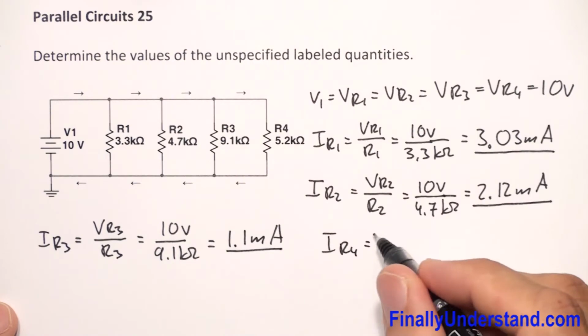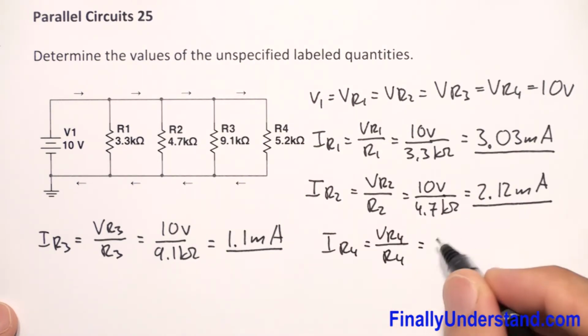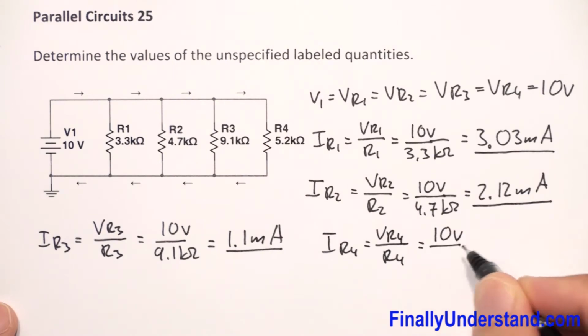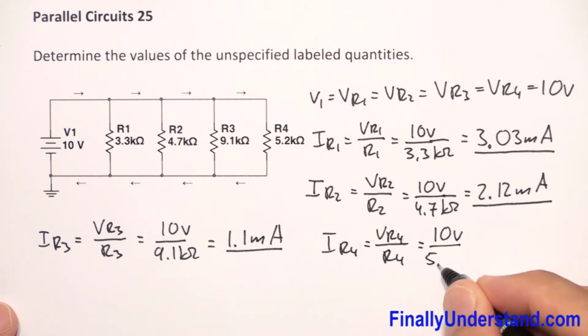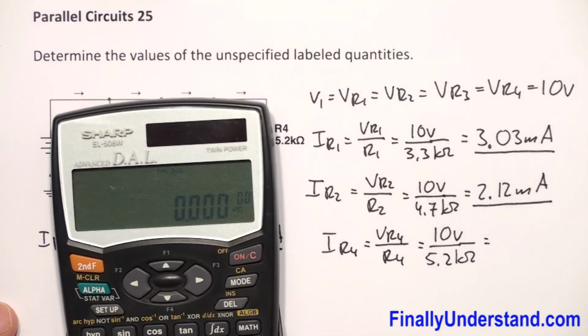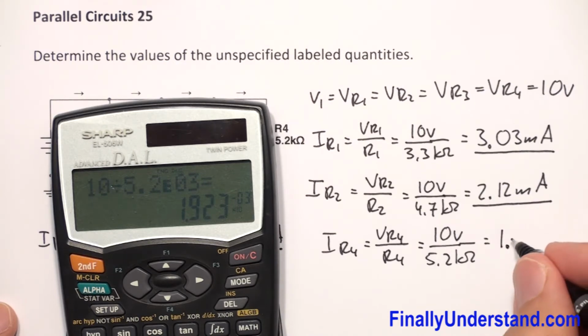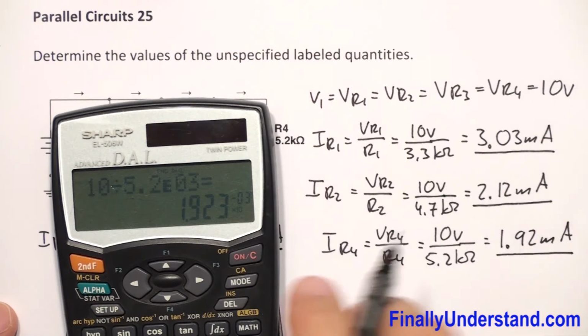And we have IR4, which is equal to VR4 over R4, which is equal to 10 volts over 5.2 kilo ohms. So this is equal to 10 divided by 5.2 times 10 to the power of 3. This is equal to 1.92 milliamps. Okay.